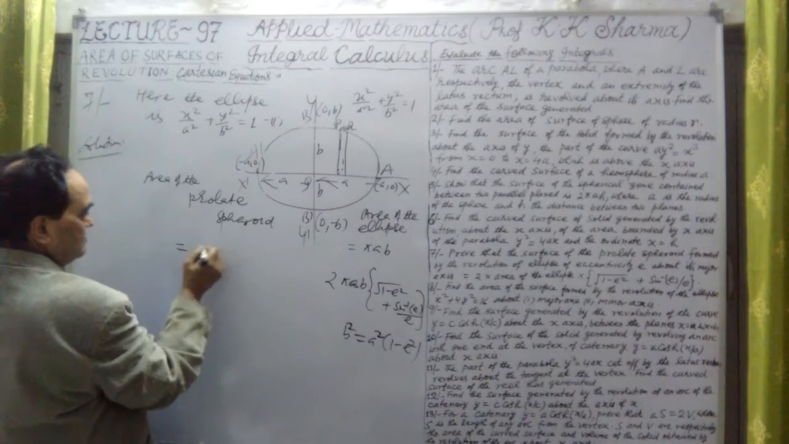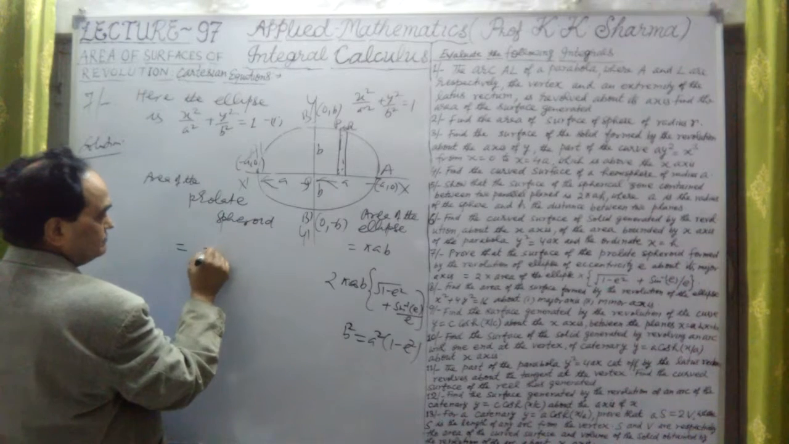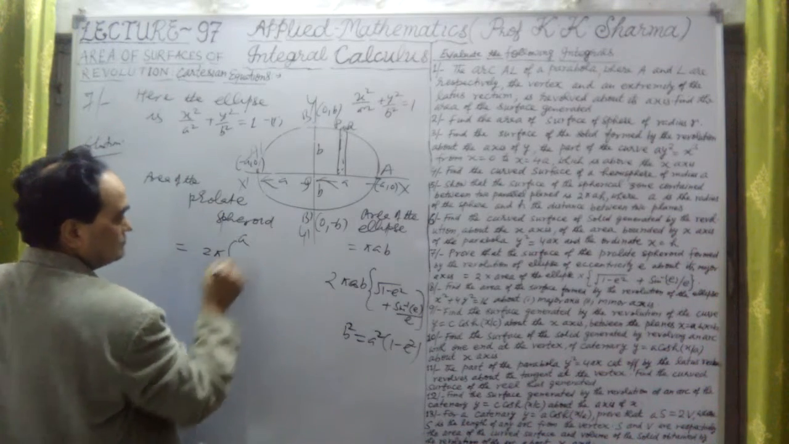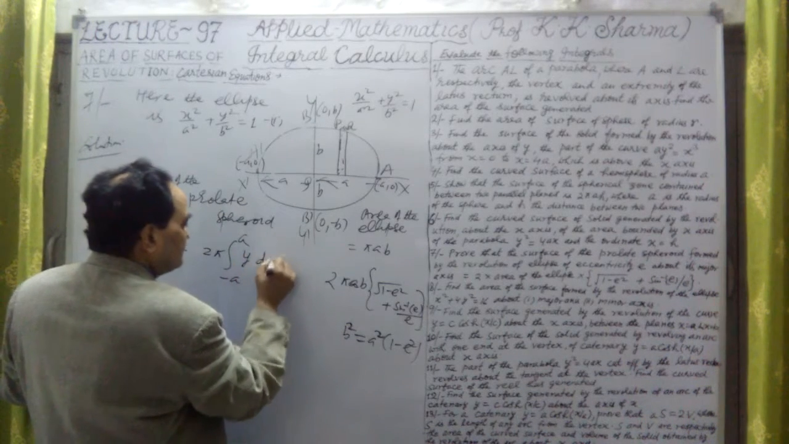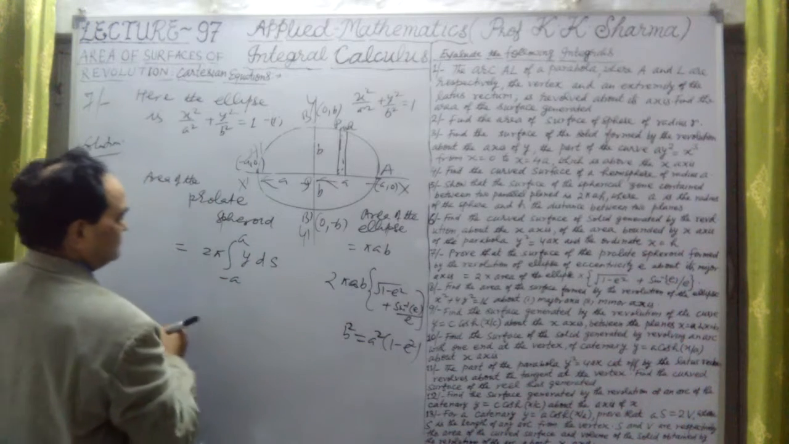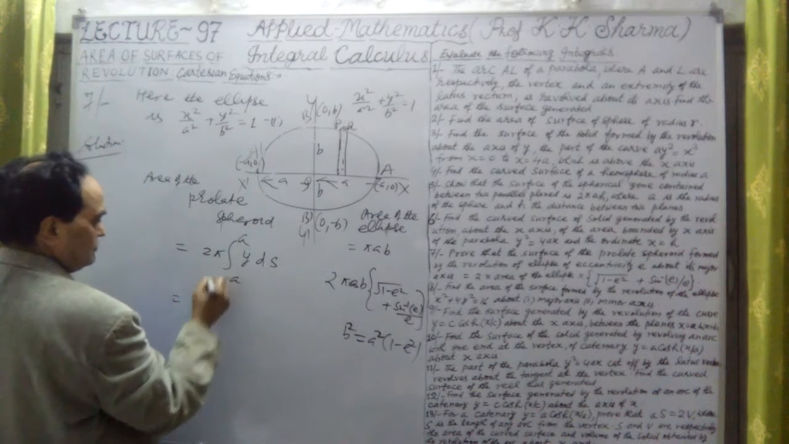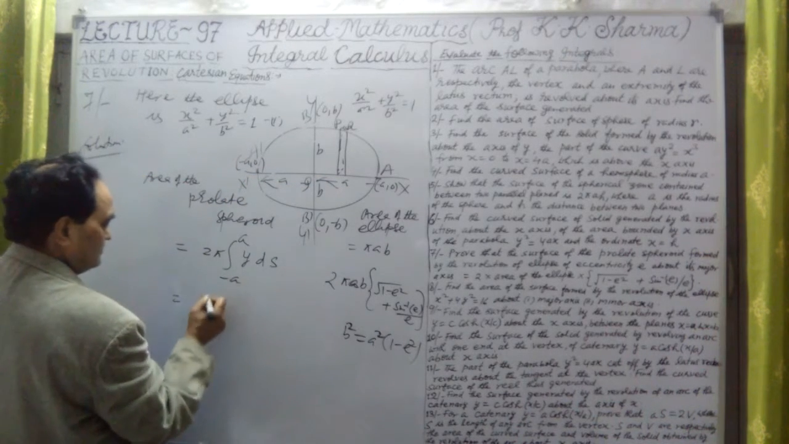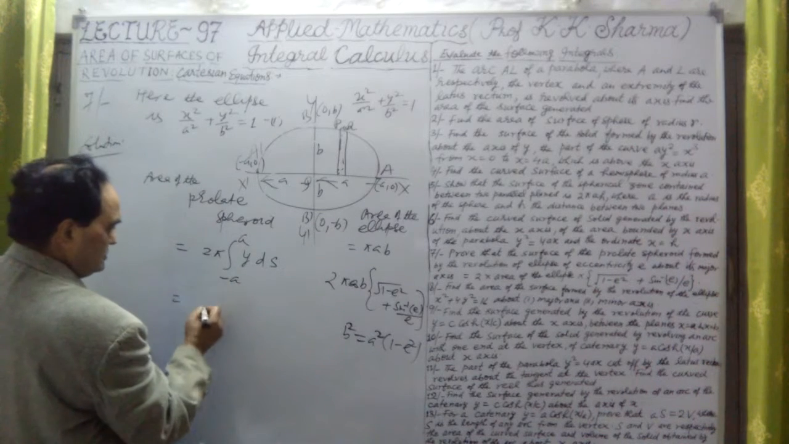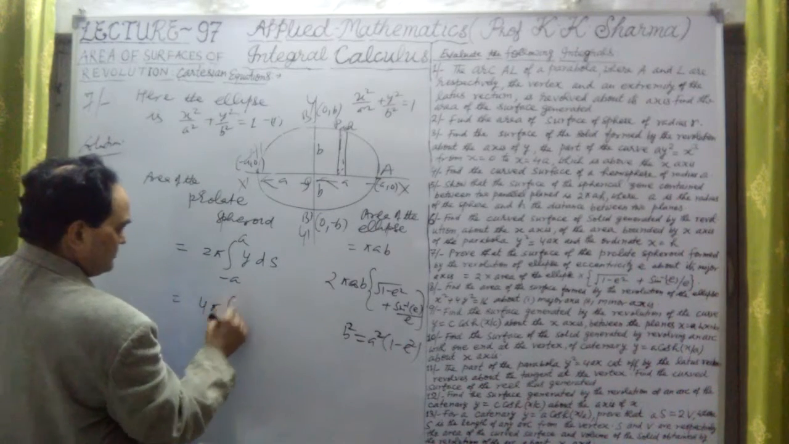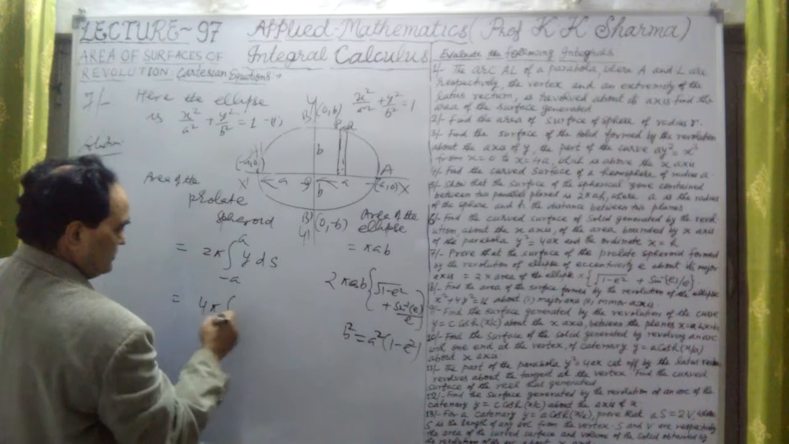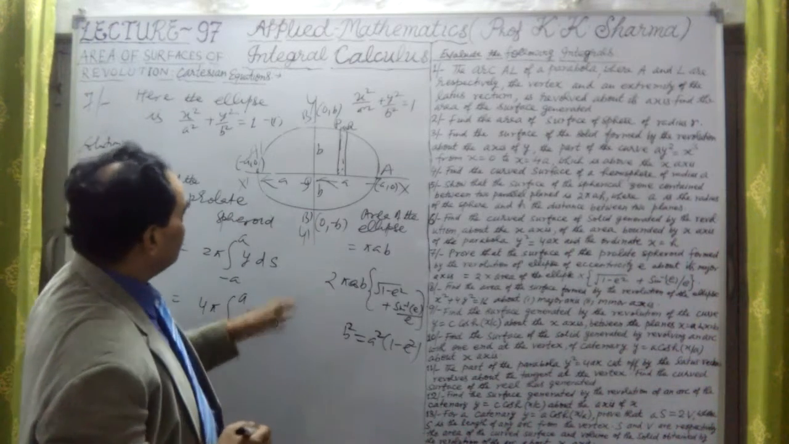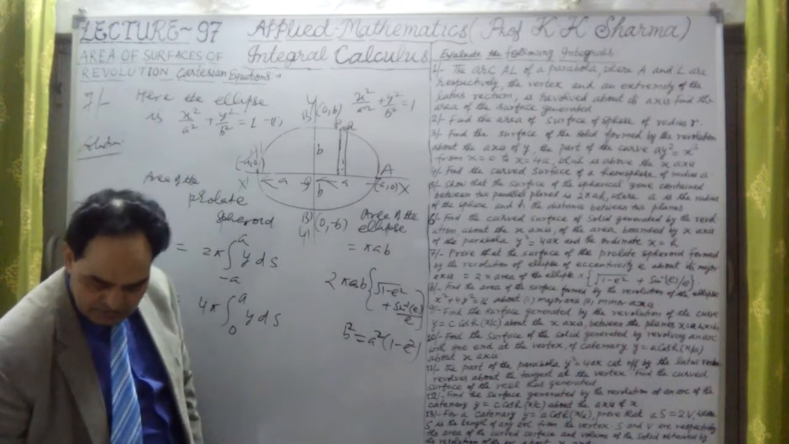It is given by twice pi, with limits minus a to plus a, into y into ds. This is the same equation. I can write minus a to plus a because minus a to plus a is the major axis here. If I write it as 0 to a, then it will be 2 into 2, that is 4 pi, integral from 0 to a of y into ds. Now we have to find out what ds is here, and y here. Let me calculate that.